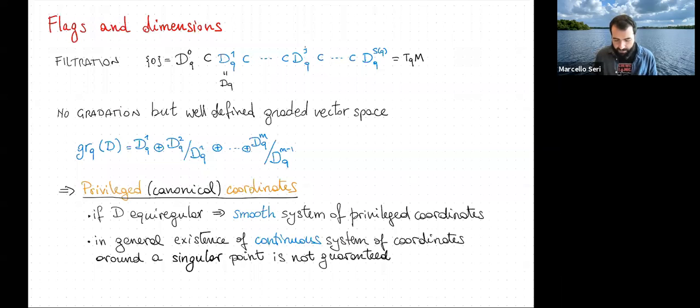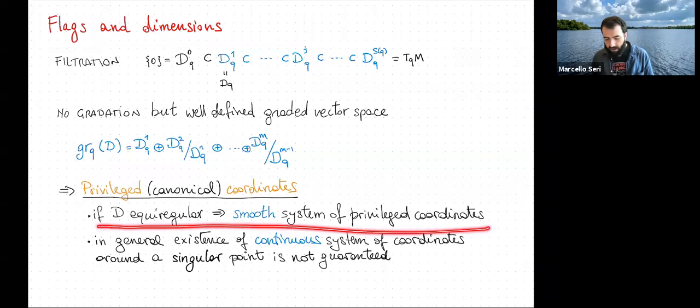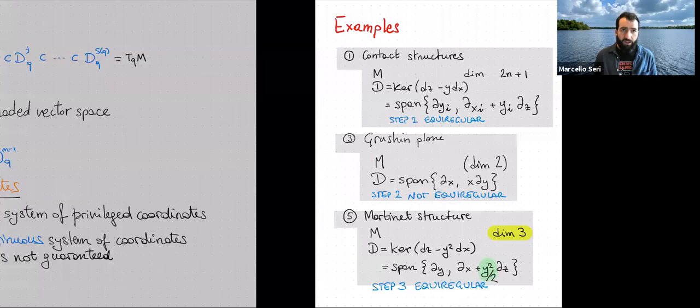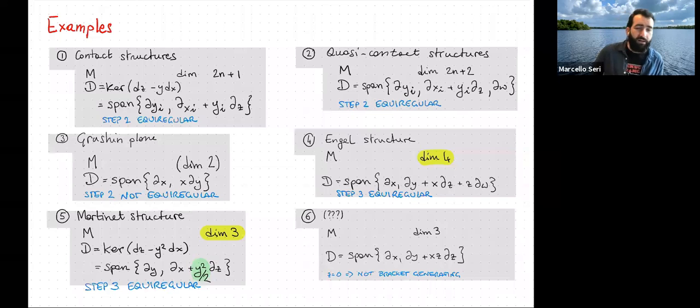And this is important because if this is not equiregular, it's not granted that you have even a continuous system of coordinates around the point in which the growth vector changes. So not having this structure makes the problem 100 times more complex. So let's look at some examples.